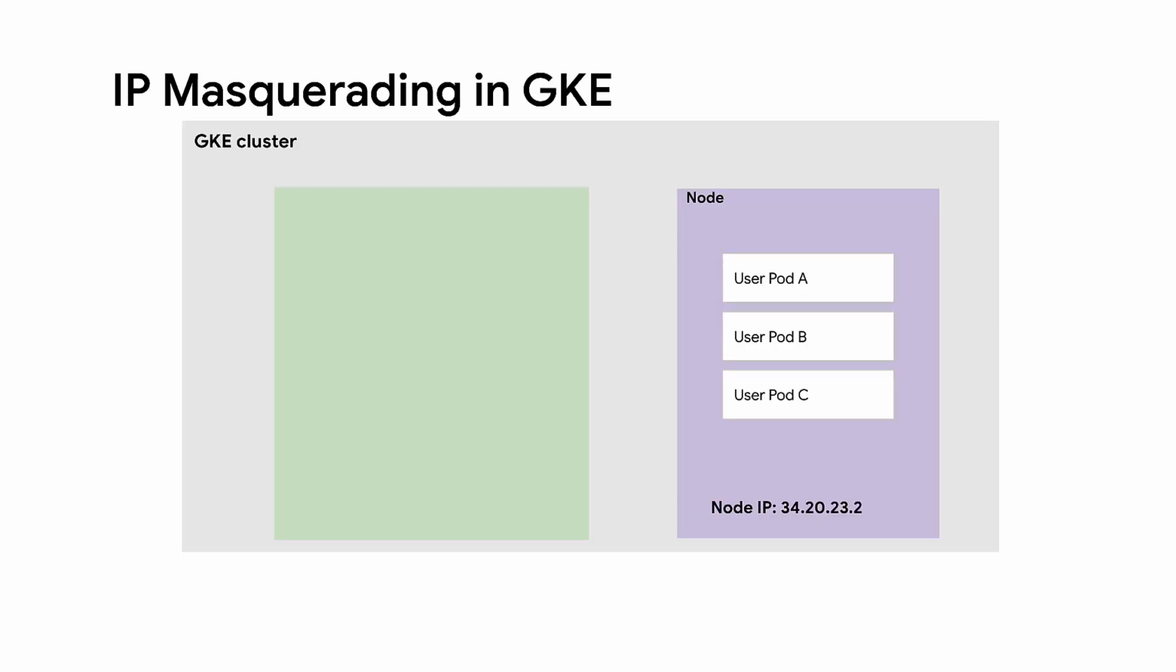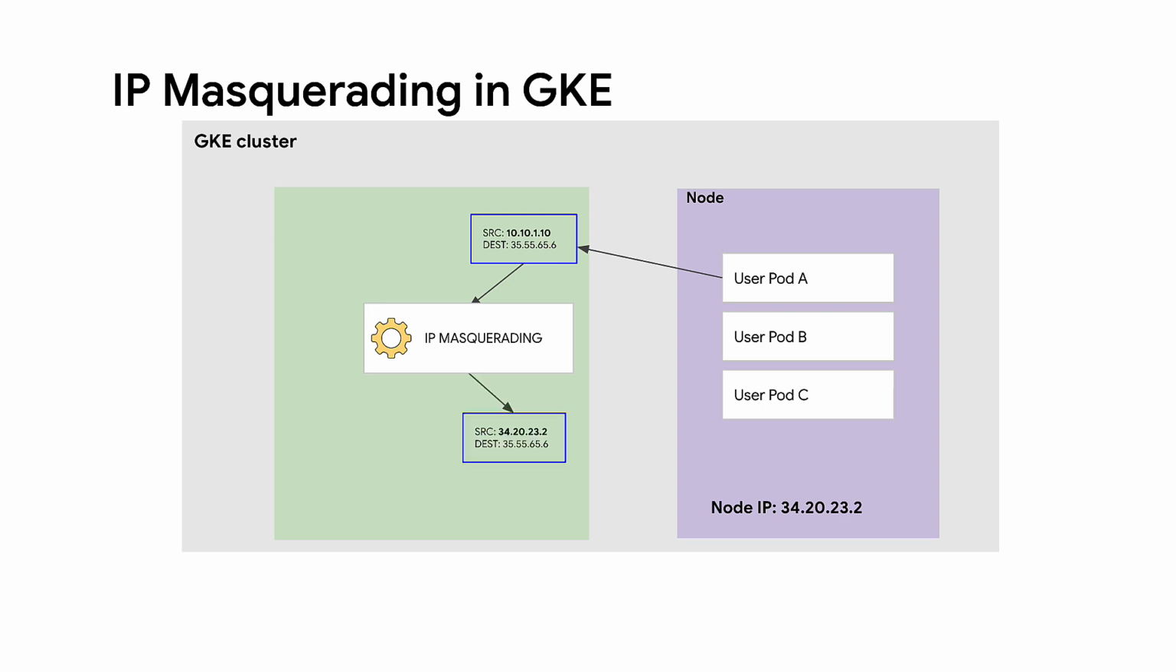Inside a GKE cluster, pods usually have private IP addresses from RFC 1918 ranges, which are not routable on the public internet. So when a pod sends network traffic to a destination on the public internet, IP masquerading is used to change the source IP address of packets sent from the pod to the underlying node's IP address. This is also useful when a recipient is configured to receive packets only from the cluster's node IP addresses.